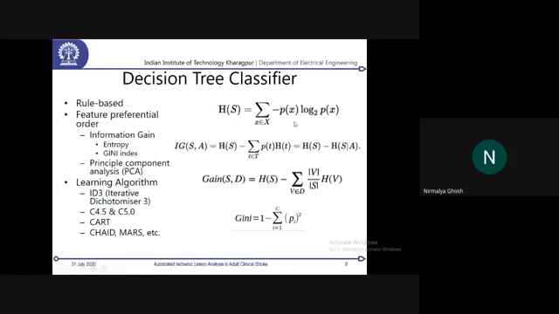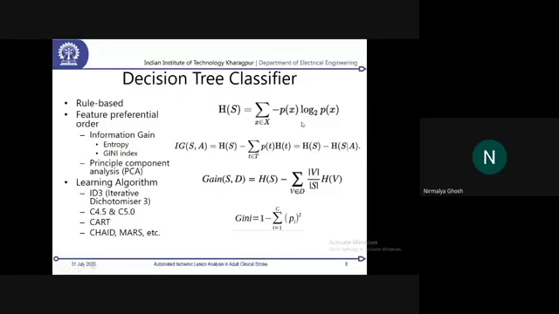In information theory, entropy is defined as follows. Small x is one of the classes, and capital X is the set of all the classes. If we consider one class, small x, it has some probability value p(x). By this term, we get the entropy of that class for that particular data set.